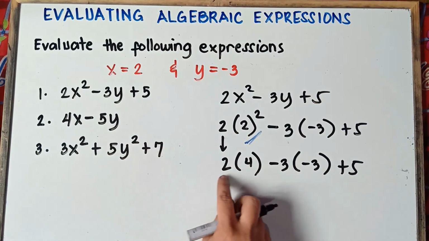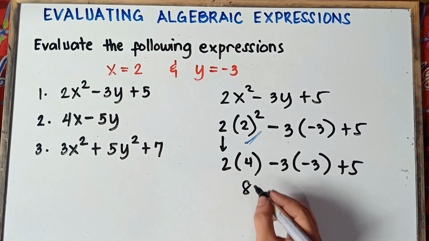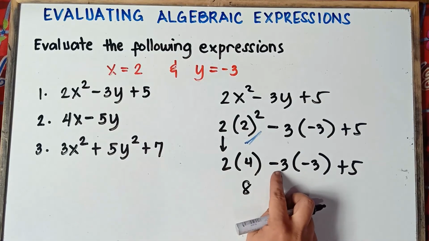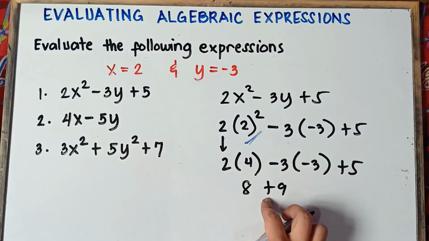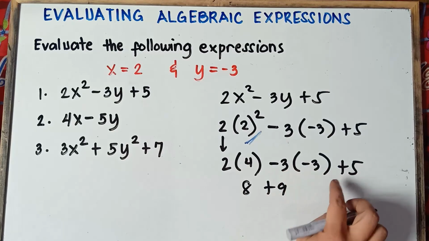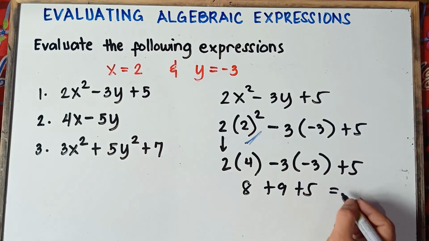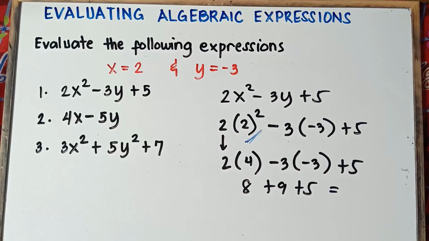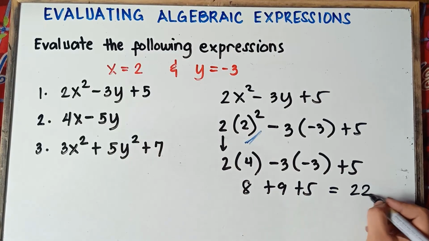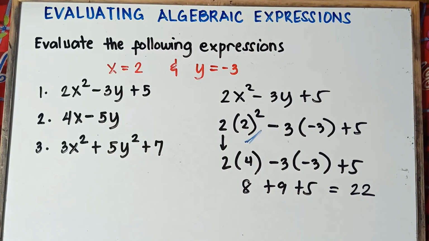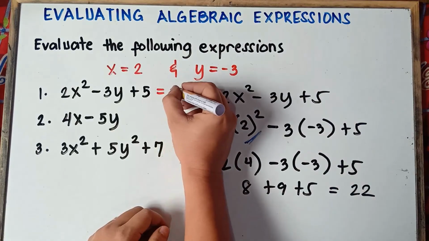So multiply this one, 2 times 4, that would be 8. Negative 3 times negative 3, that would be positive 9. Negative times negative is positive. 3 times 3 is 9. And then simply copy plus 5. And then simply add this one, class. 8 plus 9, that would be 17. Plus 5, that would be 22. That's it, class. That's the answer with regards to example number 1. So this is 22.